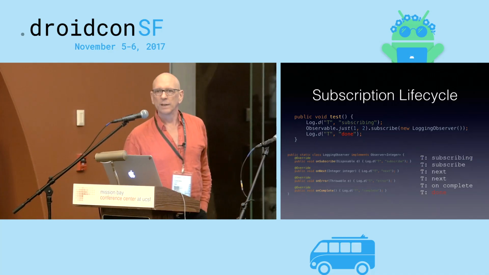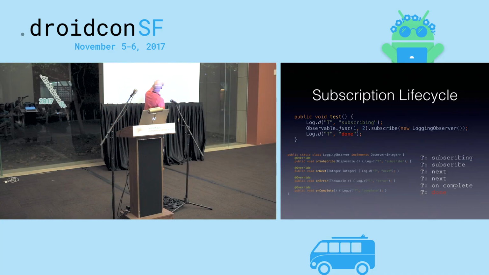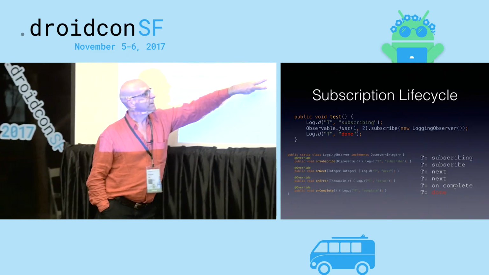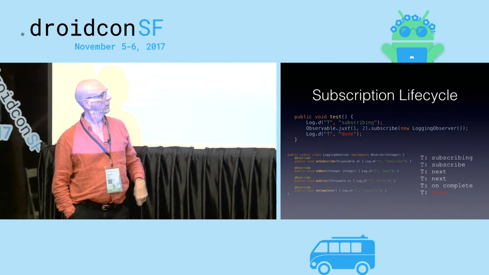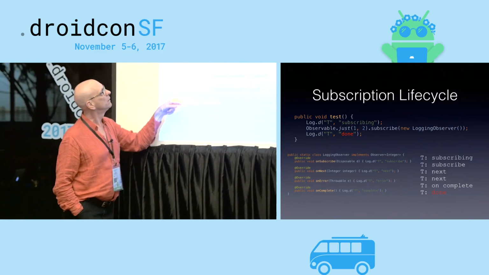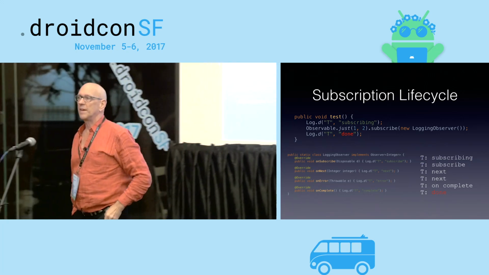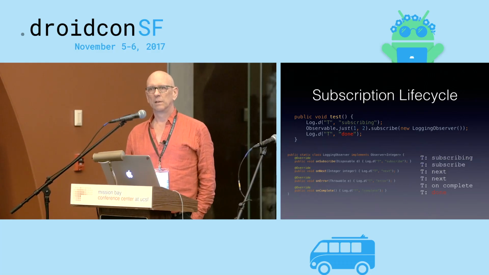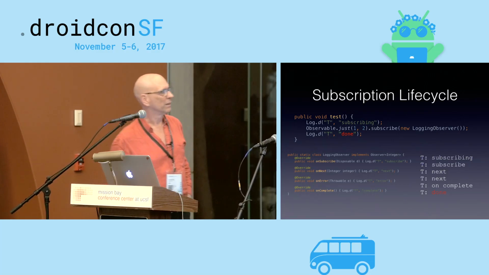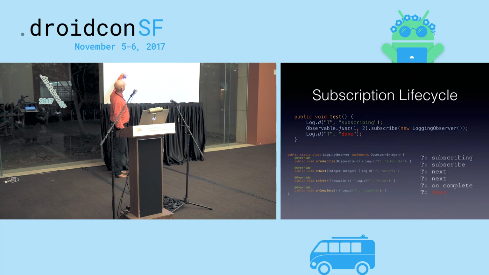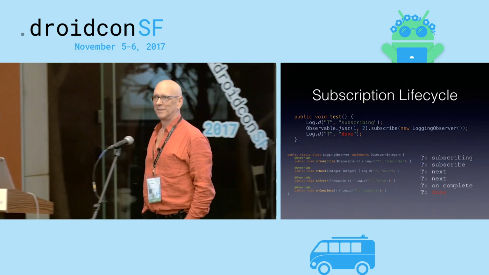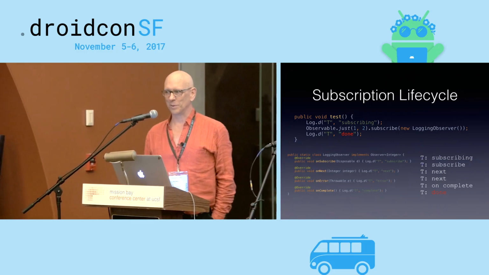The important thing here is this. The first thing that happens is subscribing. Then onSubscribe gets called. Then onNext gets called twice. Then onComplete gets called. And then the test completes. That is to say that the entire life cycle of this observer happens within this. So that's the first thing to remember.